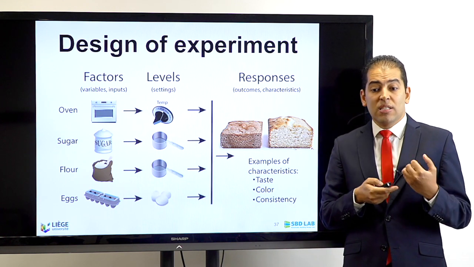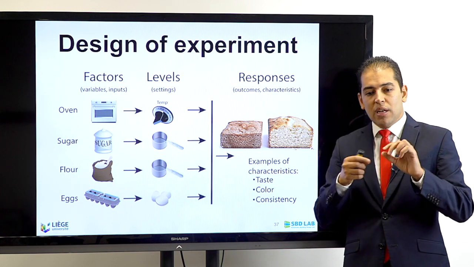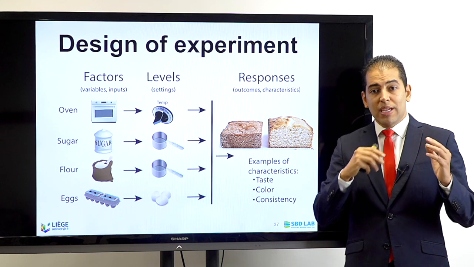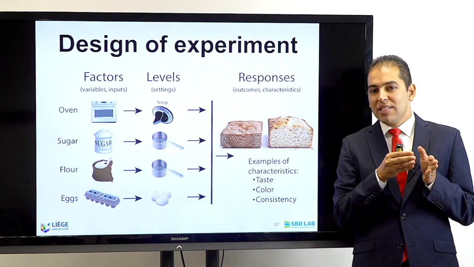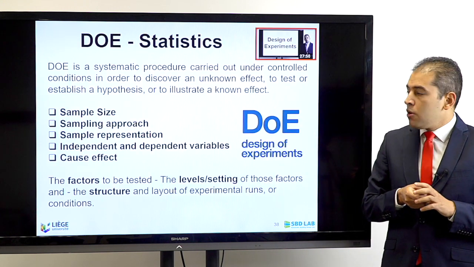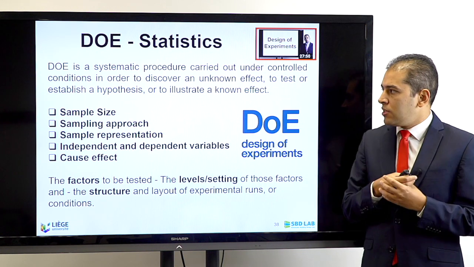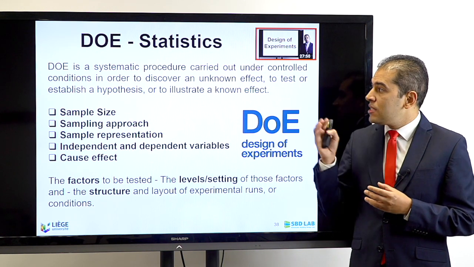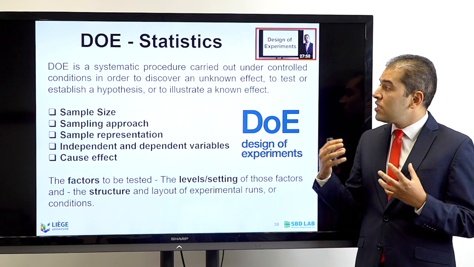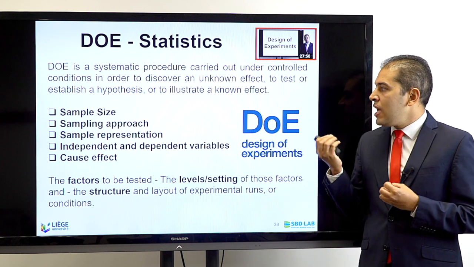Design of experiment is a statistical approach that will help you to define the most important variables and combine randomly different matches between the different tests in a reduced number of tests. And this will be very effective and will make you advance fast without neglecting the concept of randomization. So the design of experiment is a systematic procedure that is carried out under controlled conditions in order to discover an unknown effect, to test or to establish a hypothesis, or to illustrate a known effect.